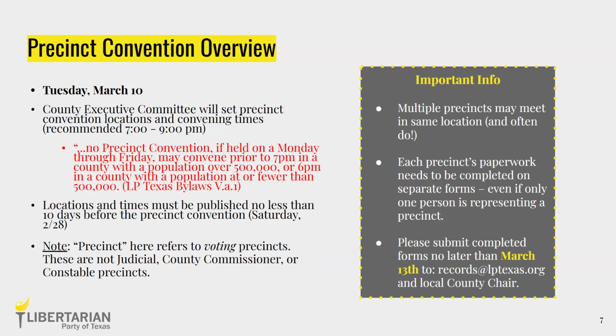convene prior to 7 p.m. in a county with a population of over 500,000, and it cannot convene earlier than 6 p.m. in a county with a population at or fewer than 500,000. So bottom line on top there, team, depending on the population of your county, 6 p.m. is the very earliest that you will be able to have your precinct conventions on March 10th.